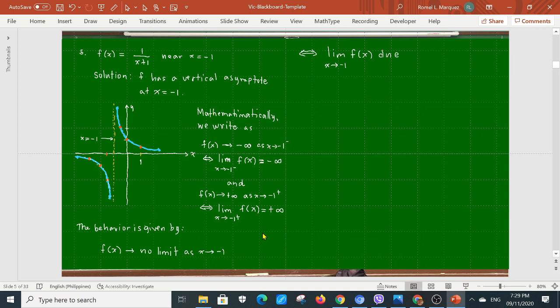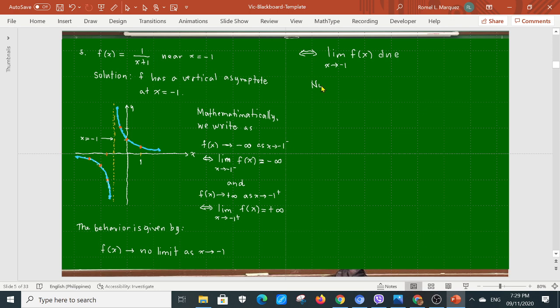So, for the limit to exist, both the limits from the left and the right must exist, meaning both are real numbers and are equal. Not just real numbers, they are equal for the limit to exist. Is that clear, guys? Any question, guys?